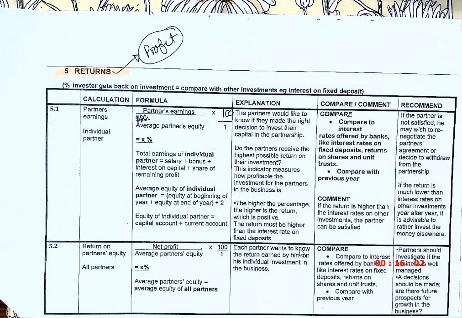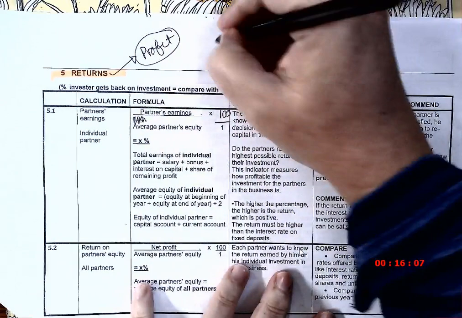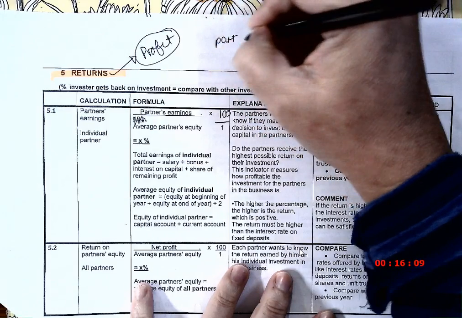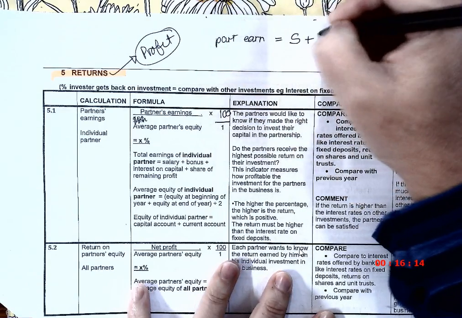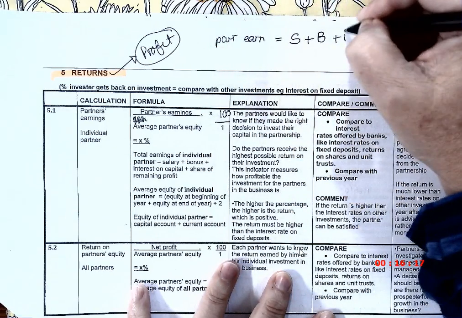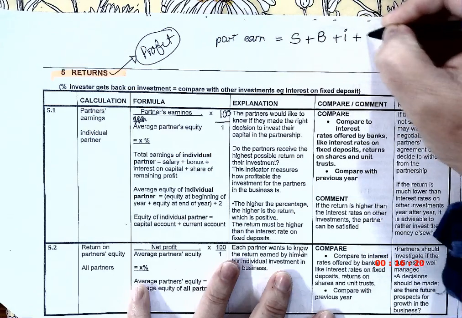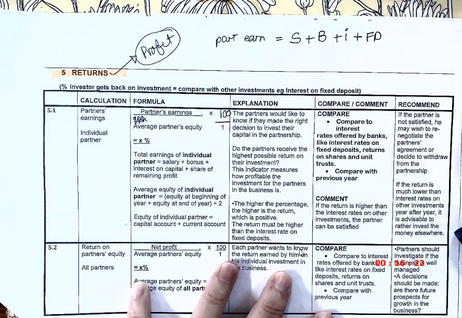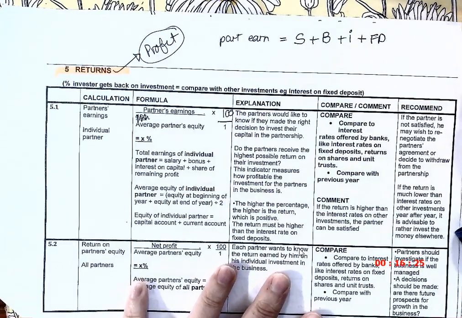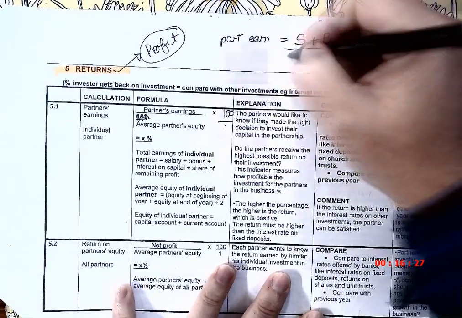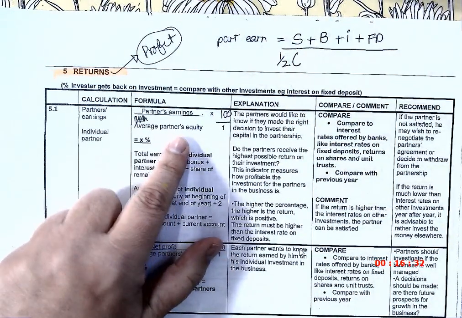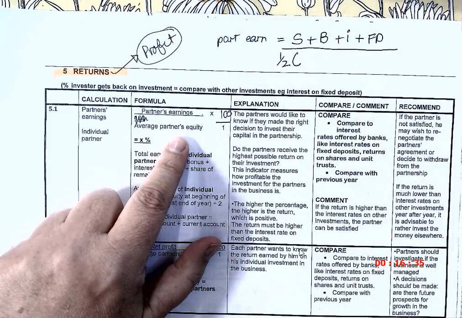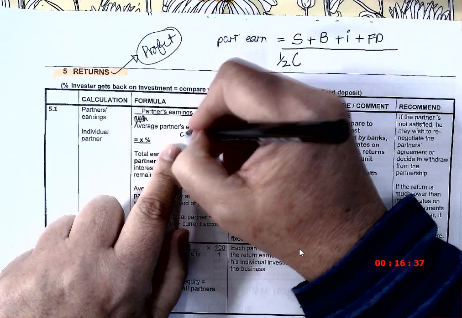Now, let's quickly just break this up a bit. A partner's earnings. What is a partner's earnings? It's his salary. It's his bonus. It's his interest on capital. And his final distribution. Can you see it's that part of the net profit that he gets? What is his equity? What is the partner's equity? It's his capital and current.